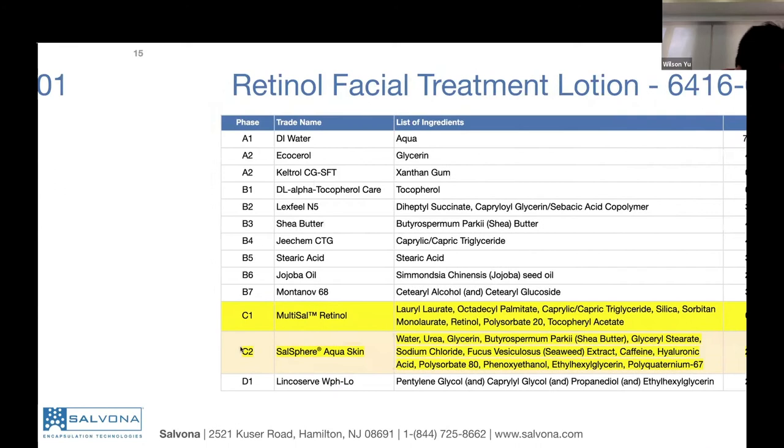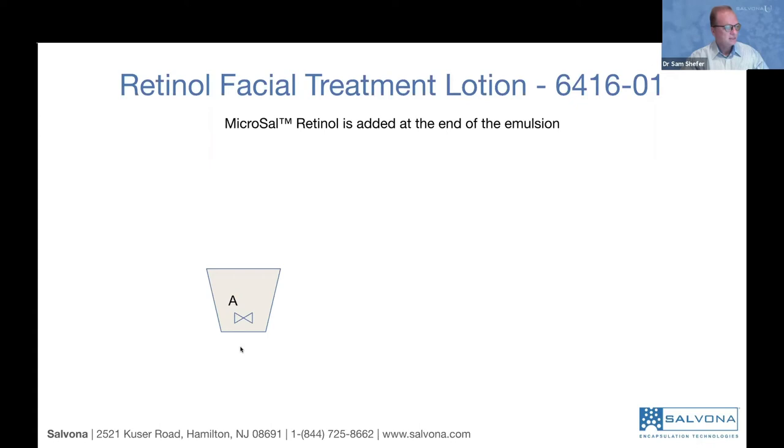So here is how we make the product step by step. This is the first container. Container A is a larger one. Then we have container B and we have container C. And we heat up A and B to about 80 degrees C.